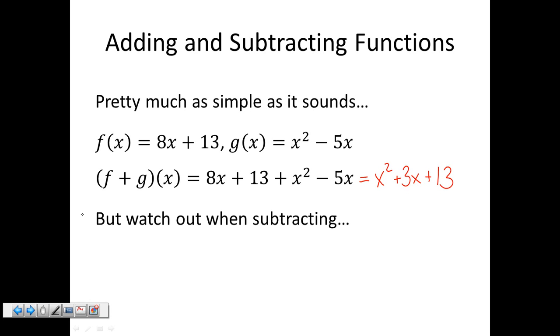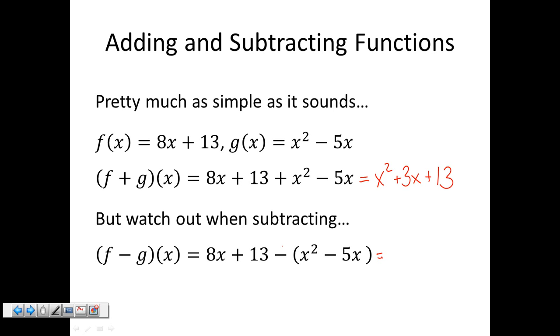Now you do need to watch out a little bit when you're subtracting the two functions, because there's a very common mistake to forget that this minus in front of g of x is going to apply to both the first part, the x squared, and the second part, the 5x. So don't forget that that minus gets distributed in.